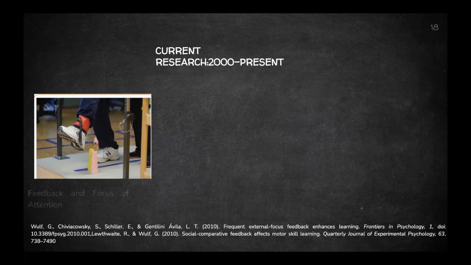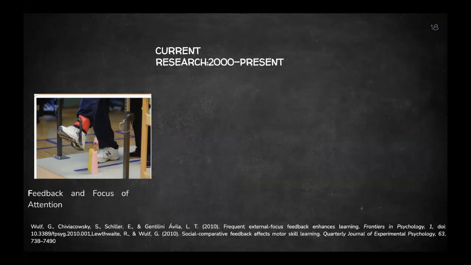Moving to the current research, it consistently shows that external focus of attention instruction gives better motor learning compared with the internal focus of attention. Because in the internal focus of attention, there is an increased conscious mode of control, which eventually decreases motor learning. So external focus of attention instructions are better than internal focus of attention for motor learning.